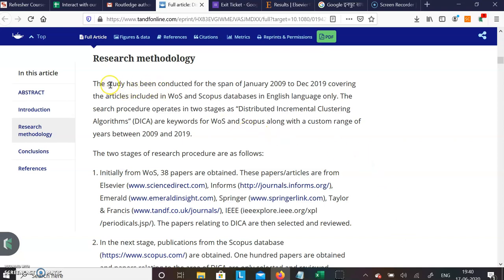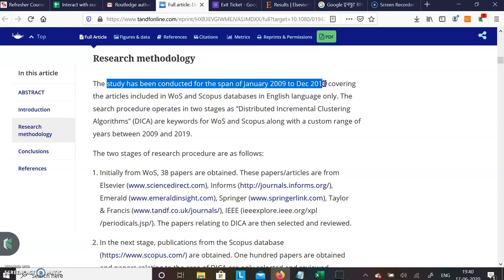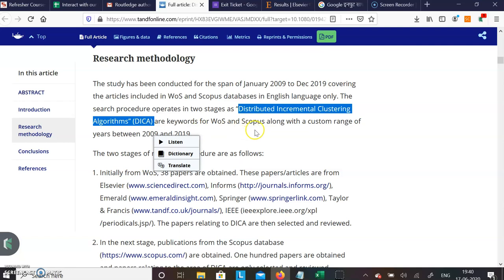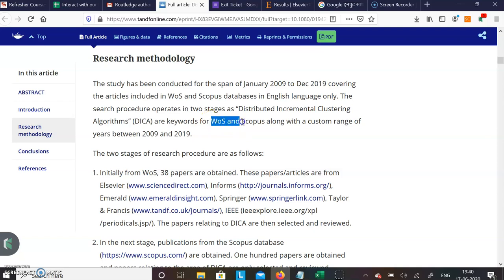The bibliometric study was conducted for the span of 2009 to 2019, which is the last 10 years. The primary focus was to understand how many researchers have worked on the implementation of distributed incremental clustering algorithms and their research work published in the Web of Science and Scopus databases.